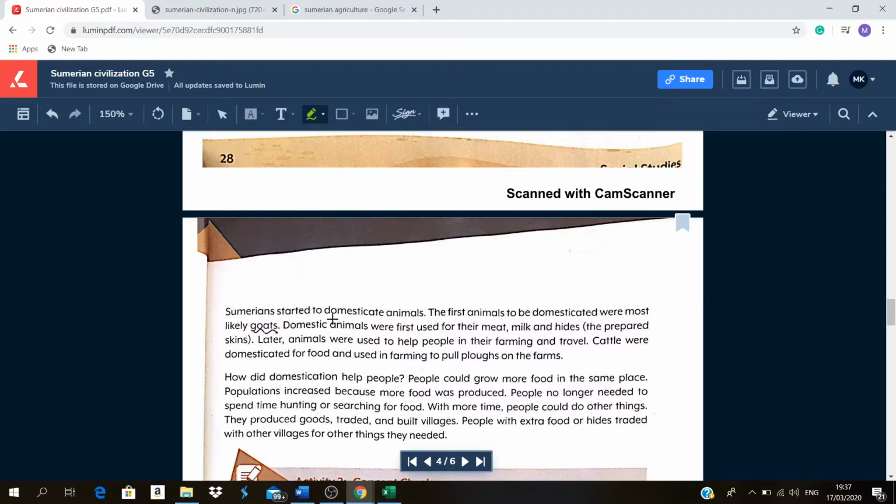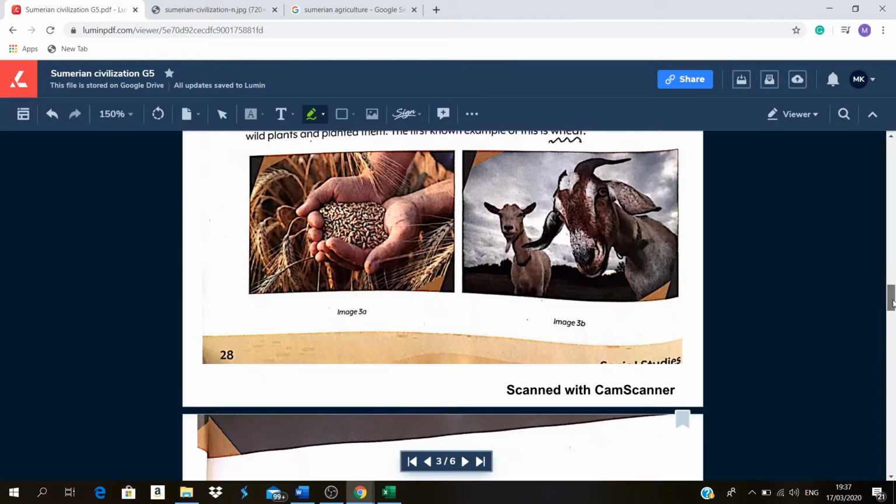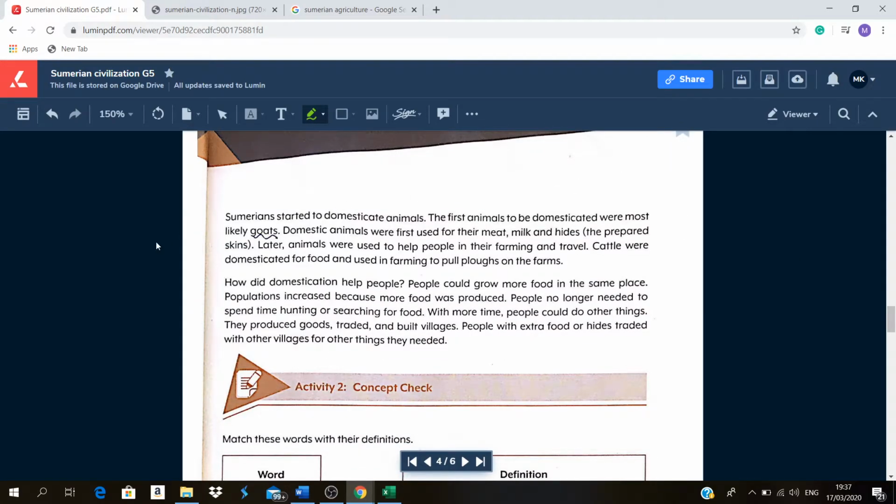Sumerians started to domesticate animals. The first animals to be domesticated were most likely goats. So the first thing they grew was wheat, and the first animals they domesticated were goats. Domestic animals were first used for their meat, milk, and hides, the prepared skins. Later, animals were used to help people in their farming and travel. Cattle were domesticated for food and used in farming to pull plows on the farms.